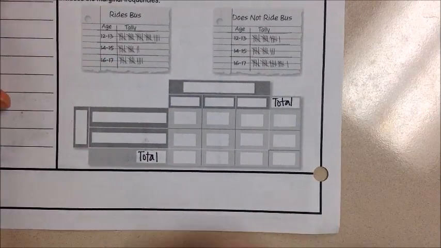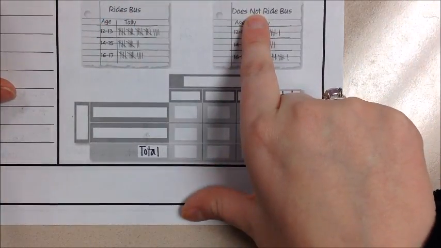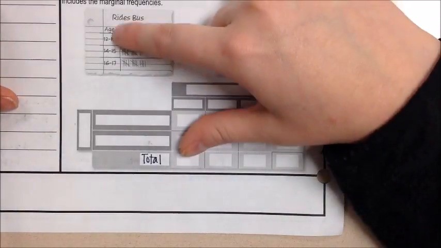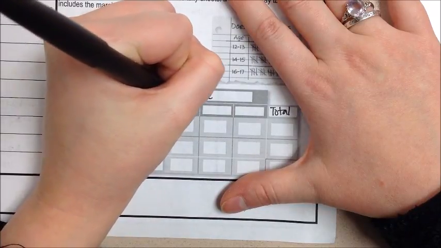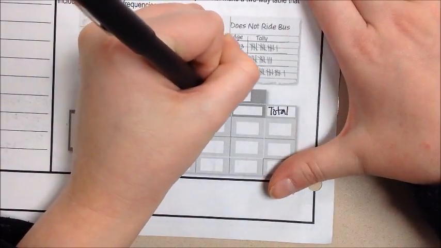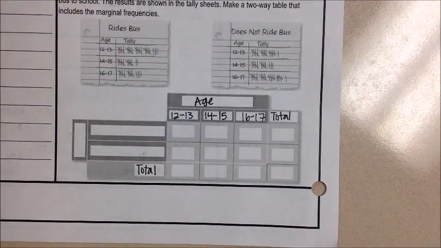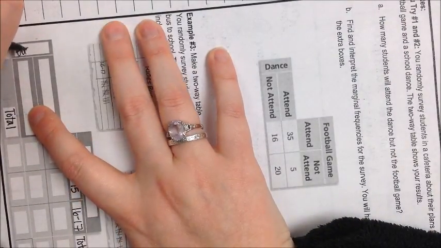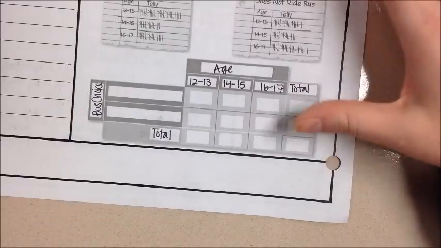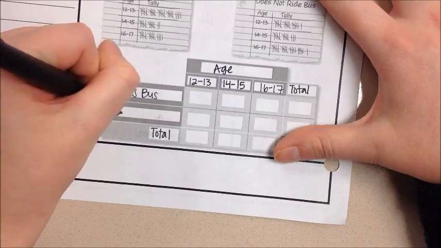Up here at the top, I have 3 columns, which means I'm either doing rides bus and does not ride bus, or I'm doing the ages. There are 3 sections of ages, so that's up here. So I'm putting age at the top, and then I have 12 to 13, 14 to 15, and 16 to 17. And over here on this side, this is going to be bus choice, and then we have rides the bus or does not ride bus.